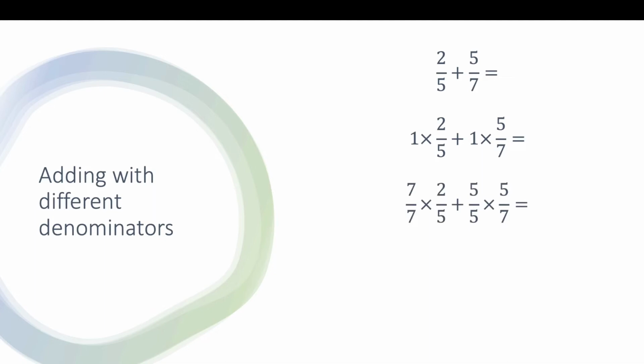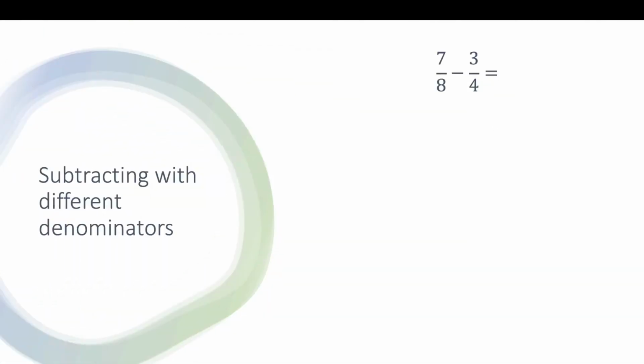Now I can multiply the first fraction by 7/7 to get 14 over 35, and the second fraction by 5/5 to get 25 over 35. Now we see that both of our fractions have a common denominator, and we can add 14 plus 25 to get 39 over 35. Let's do another example with subtraction.